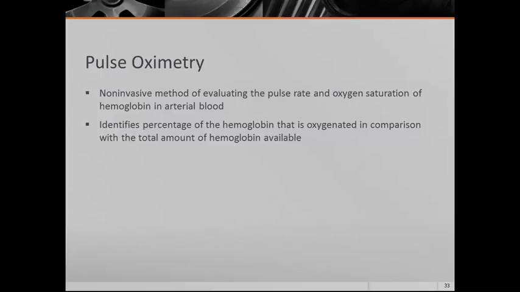Pulse oximetry is a non-invasive method of evaluating the pulse rate and oxygen saturation of hemoglobin in arterial blood. It identifies the percentage of hemoglobin that is oxygenated in comparison to the total amount of hemoglobin available.